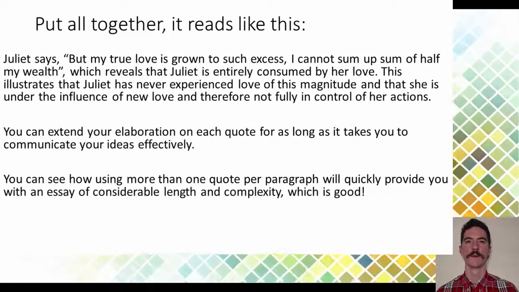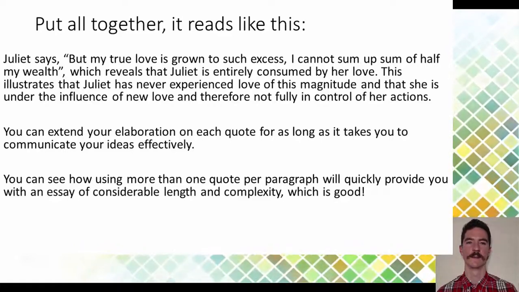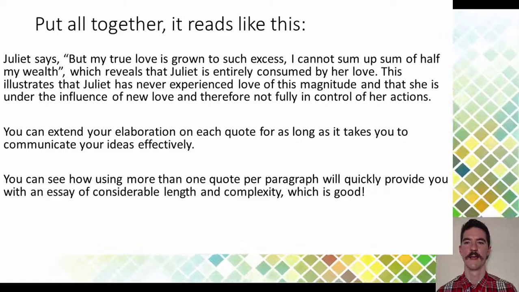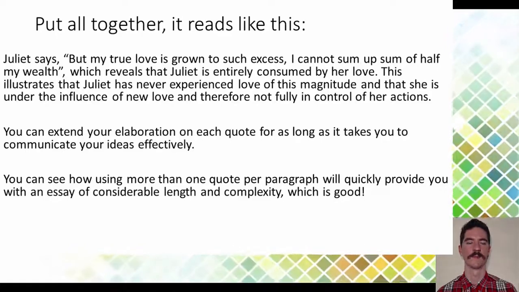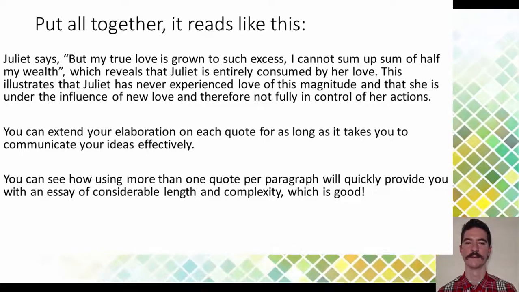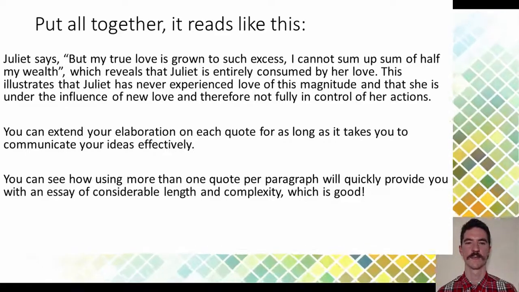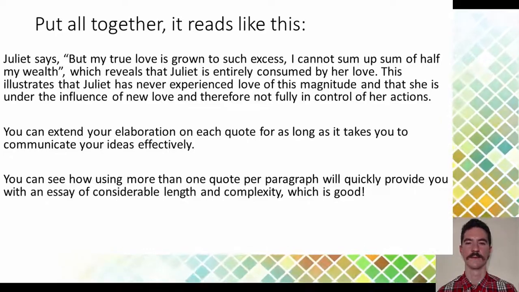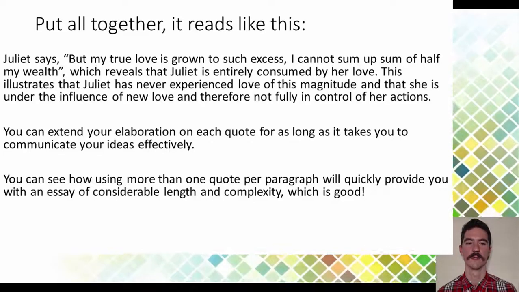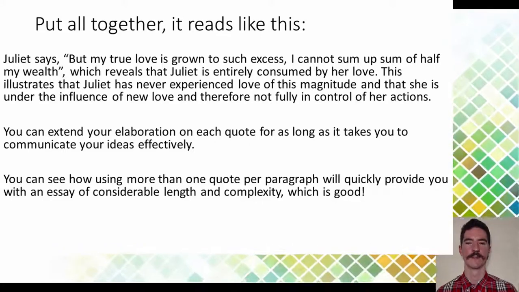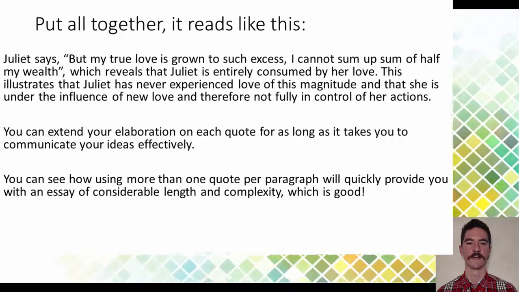Alright, and then when you put it all together it reads something like this. Juliet says, "But my true love is grown to such excess I cannot sum up some of half my wealth," which reveals that Juliet is entirely consumed by her love. This illustrates that Juliet has never experienced love of this magnitude, and that she is under the influence of new love and therefore not fully in control of her actions. You can extend your elaboration on each quote for as long as you like, and for as long as it takes you to communicate your ideas effectively.